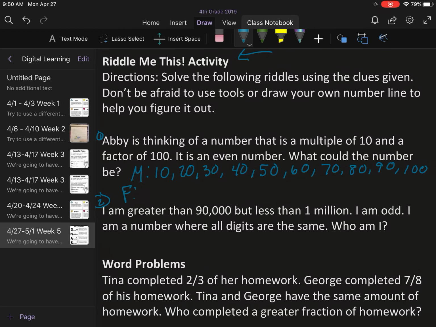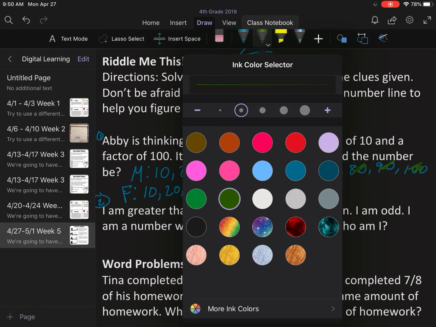So remember, factors are two numbers we multiply to equal 100. So what do we have? Well, I know 10 times 10 equals 100. I know 20 times 50 equals 100. But none of these other ones are going to fit. 30 doesn't, 40 doesn't, 50 we already did, but 60 doesn't, 70 doesn't, 80, 90, and 100. Oh, I guess 100 does. So, oops, there was one more. That was my mistake.